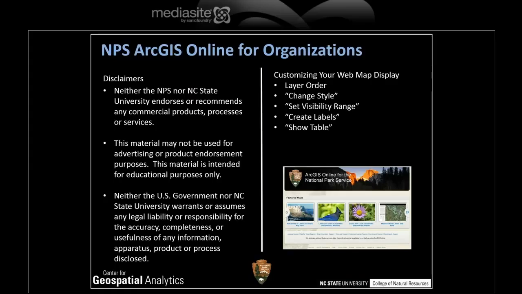Alright, so I'm going to customize my web map display. I'm going to show you how you can change the order of the layers. There's a reason and rhyme for why the layers are arranged the way they are. I'm going to change the style, in other words, change how those different layers look, and I'm going to change some points for you. We'll set the visibility range, so that means it's scale dependent. Depending on if you've got a lot of data, you may not want to show it all at one time. And I'm going to create some labels, and finally, just for fun, show you how to look at the attributes associated with those data sets, and that is through showing the table.